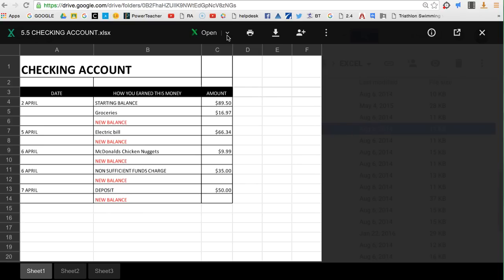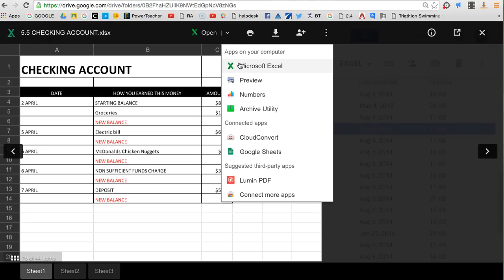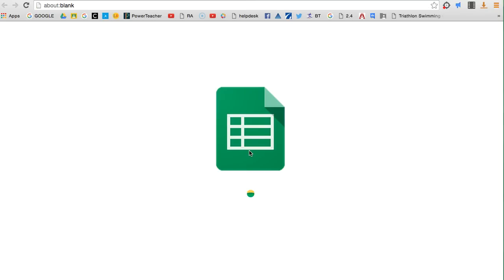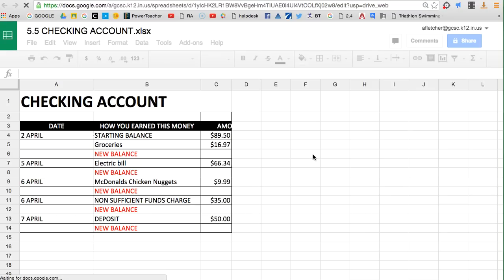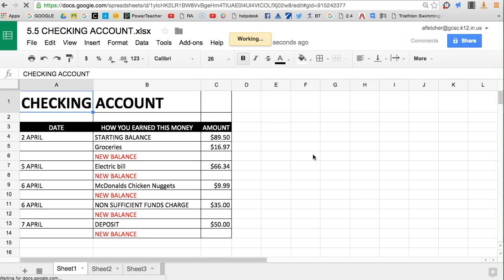So we're going to click up here and click on open this in Google Sheets and wait for that to load. And it's really important that you're keeping your checking account or your debit account, it's basically the same thing, up to date. So first thing we need to do is go up and change the name of this to your last name, checking account if you'd like.